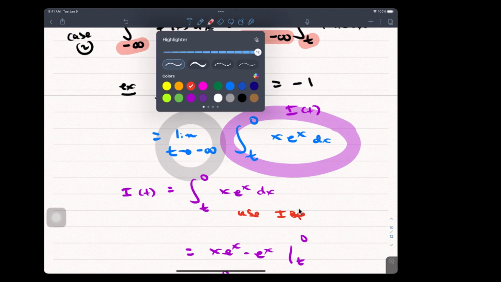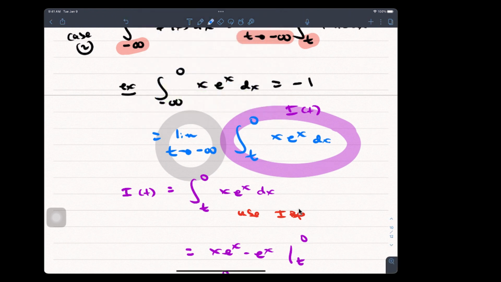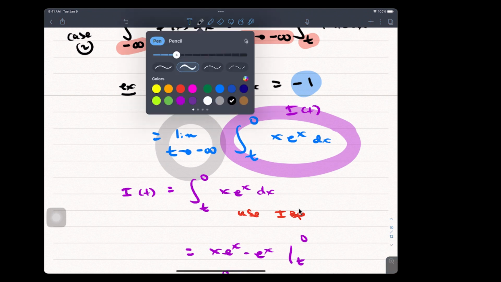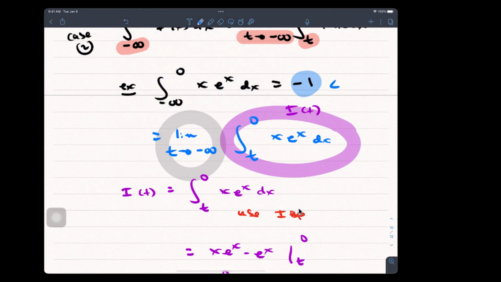So that's negative 1. What do you guys know about negative 1? Is that a nice finite number? Say yes, that's less than infinity. So we have what? This converges. So we have a convergent improper integral.